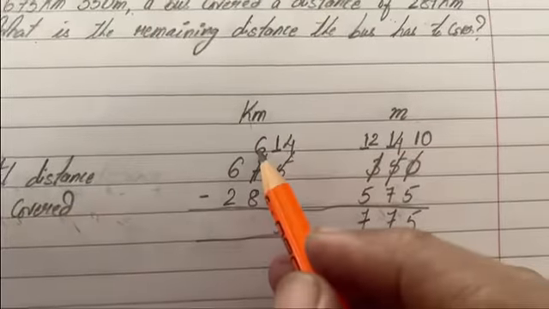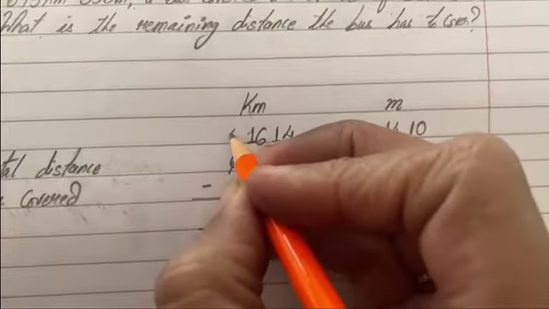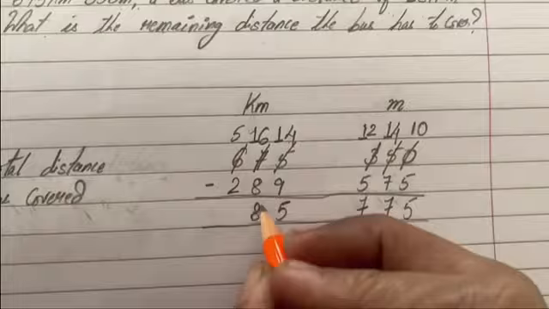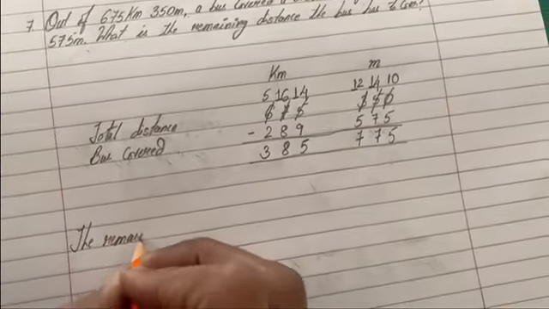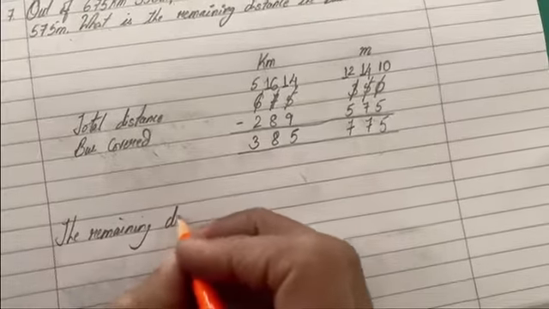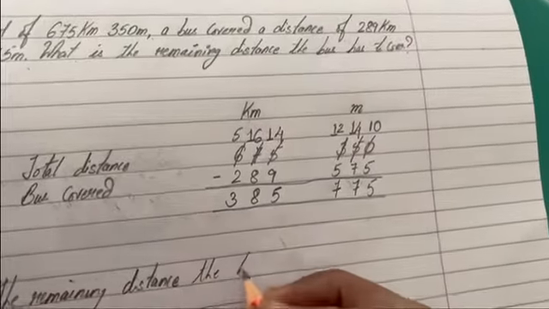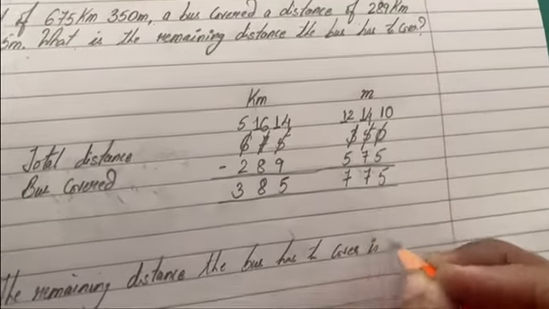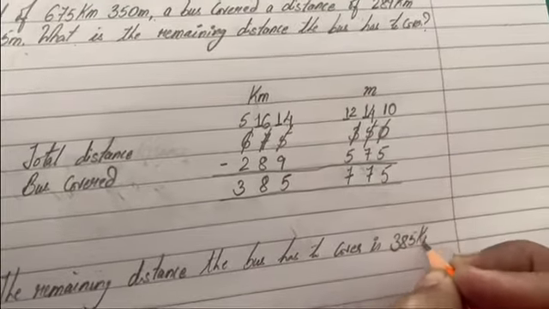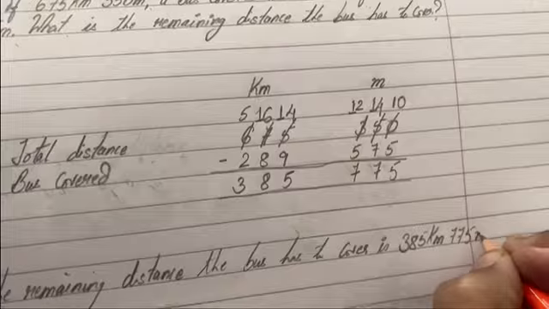Now again over here 6 is small, 8 is big, so let's borrow. Let's make this 1, let's make this 5. So 16 minus 8 is 8 and 5 minus 2 is 3. So the remaining distance left, the bus has to cover is 385 kilometers 775 meters.